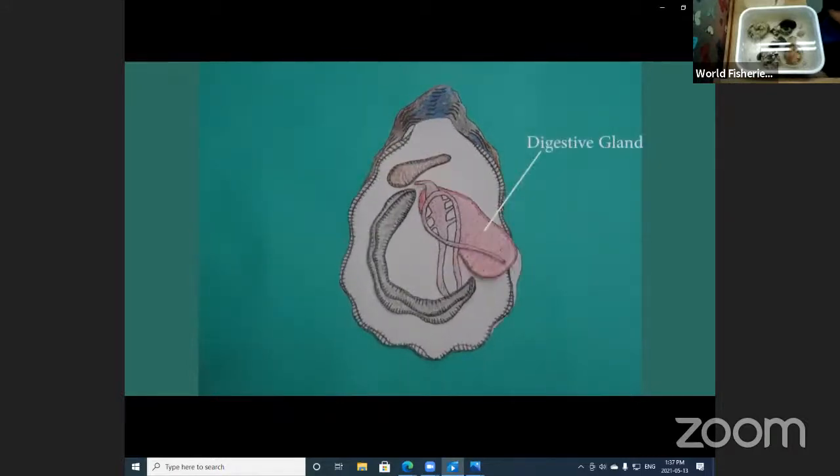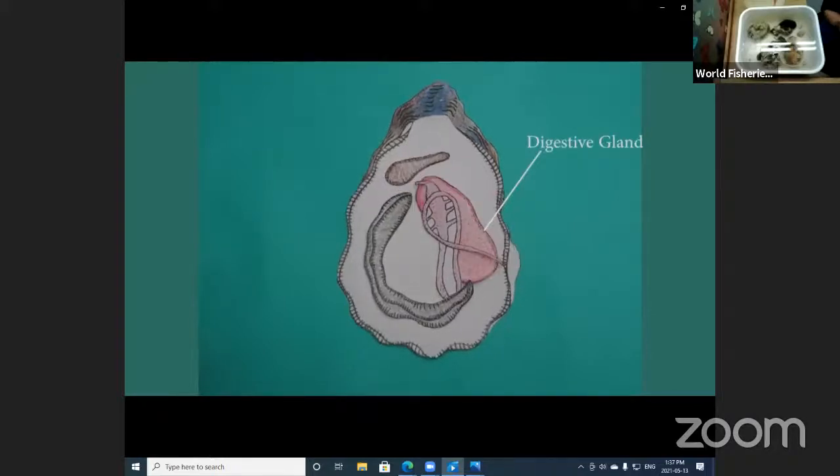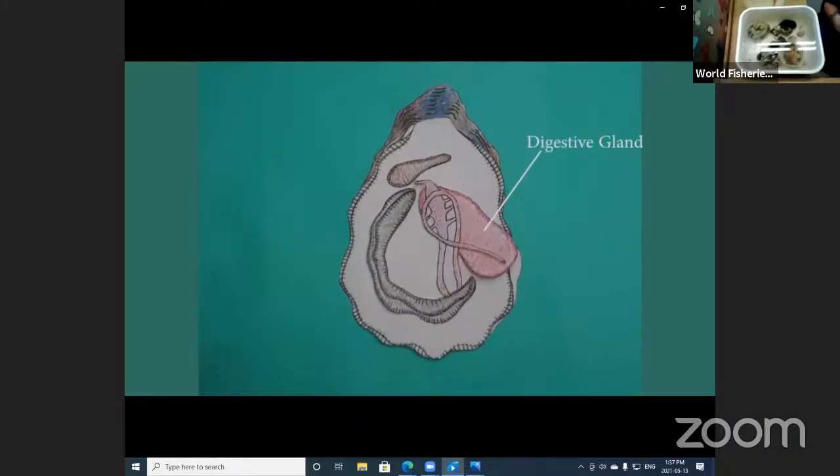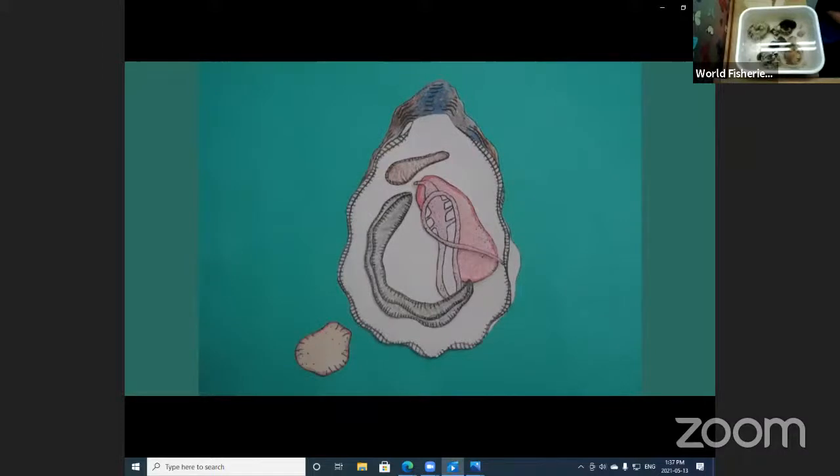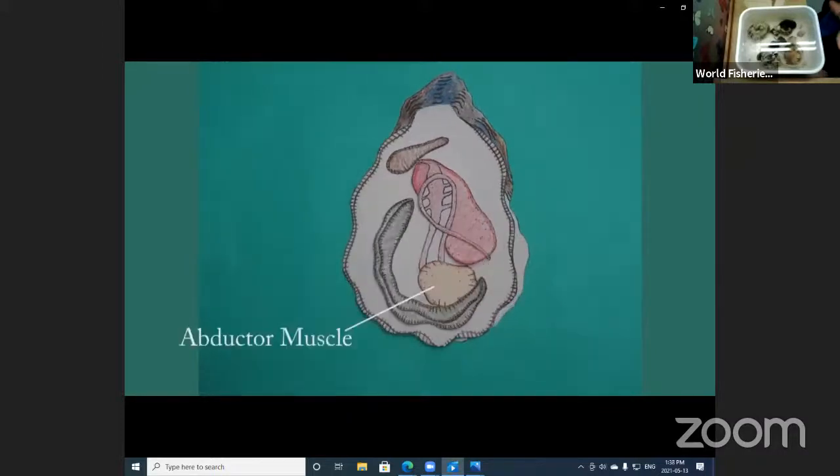Next, we have the digestive gland. This is another organ that digests food even further. The intestinal loop and the digestive gland are both transparent, so they turn the color of the food that the oyster is eating. For a lot of plankton species, that's green, yellow, or even red.